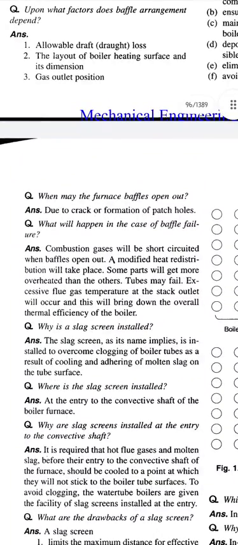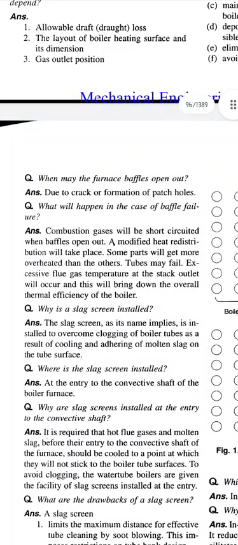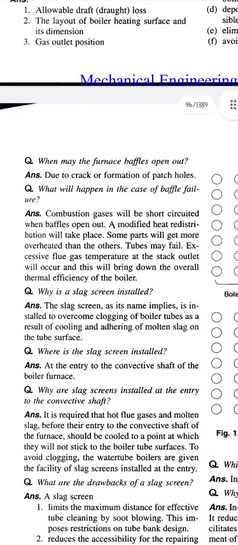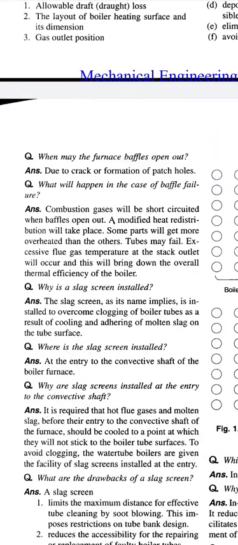Next question: when may the furnace baffles open out? Answer: due to cracks or formation of patch holes. Another question: what will happen in the case of baffle failure? Answer: combustion gases will be short circuited when baffles open out. A modified heat redistribution will take place.